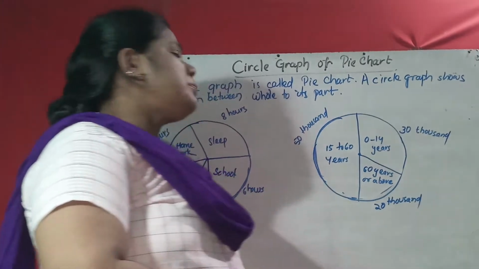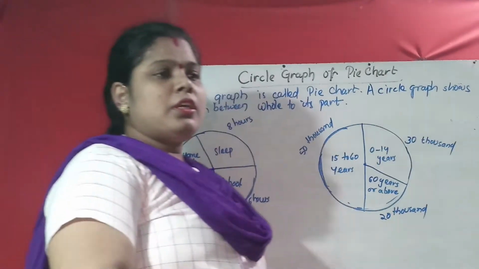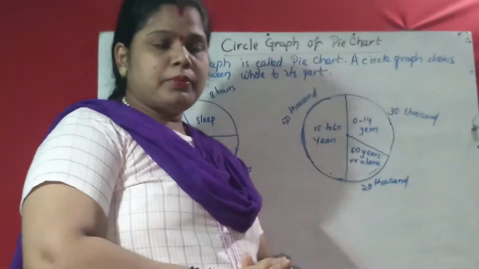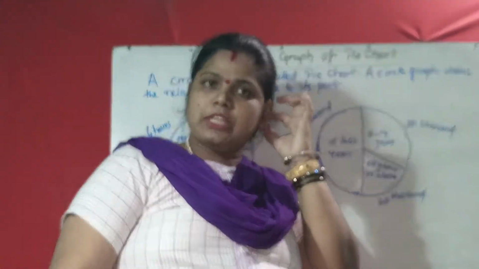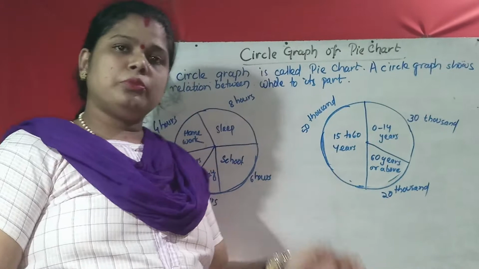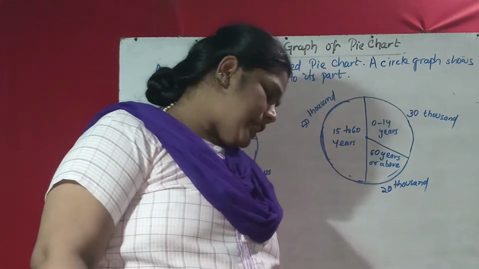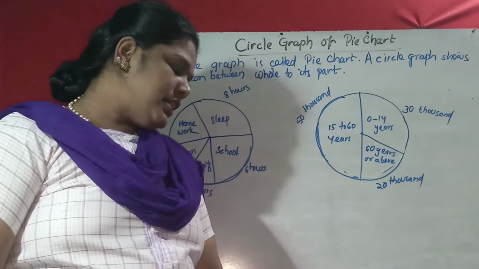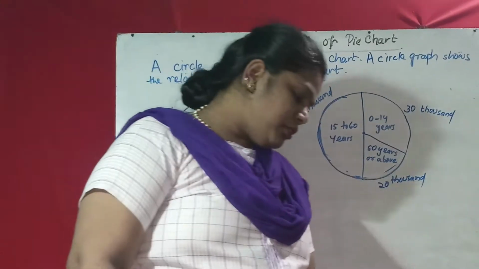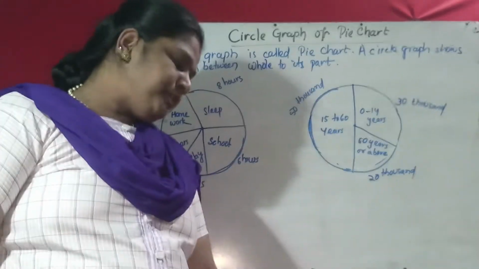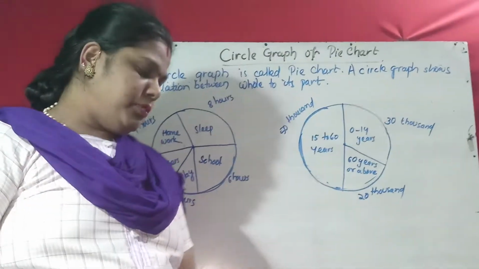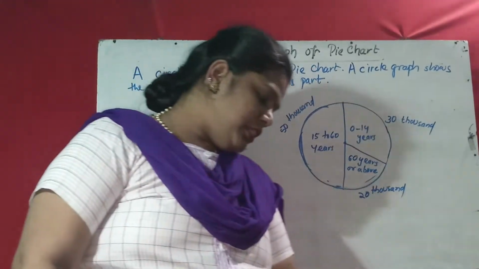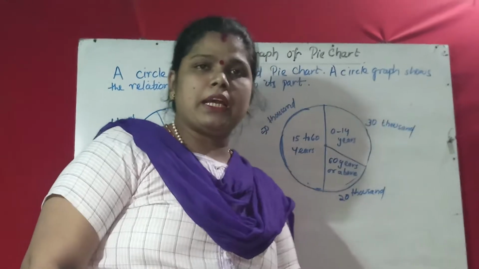Okay. In our previous chapter, we read about the graphs: bar graph, double bar graph, pictograph. With that, how to arrange the data by using tally marks, frequency distribution, grouping data, and what is frequency. All this we read about in our previous videos. So today we read about the circle graph or pie chart.